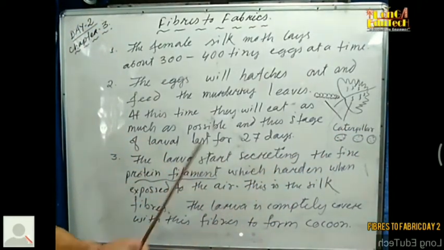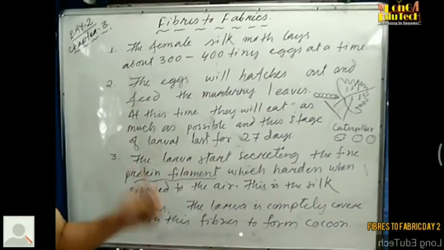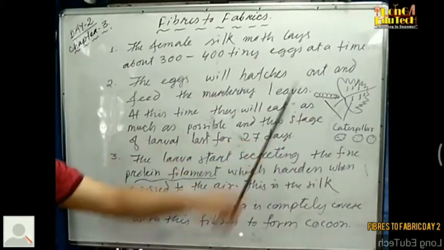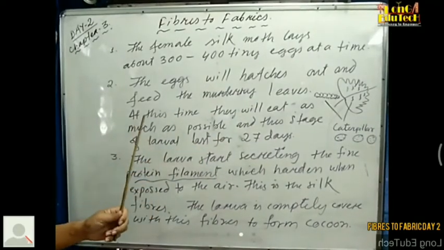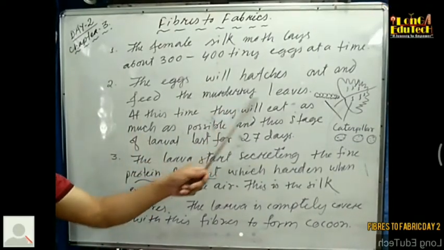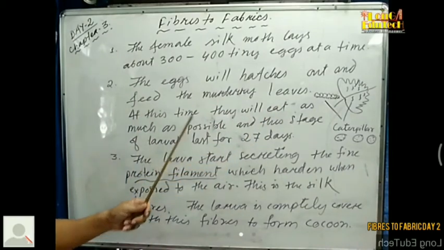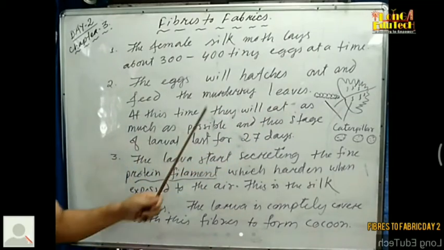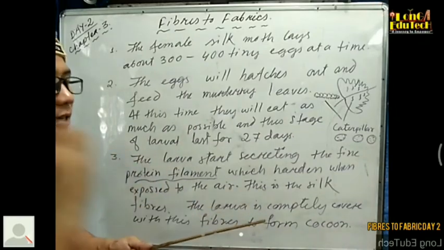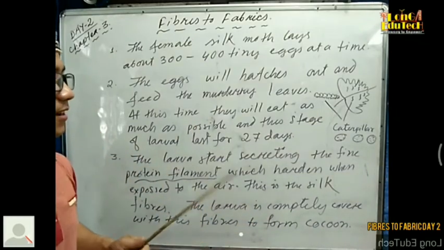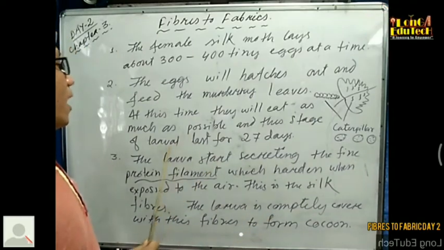Larva just after hatching, and when they grow up, they are called a caterpillar. Here, they eat mulberry leaves. At this time, they will eat as much as possible. They keep on eating day and night, eating and eating only. Very wonderful.